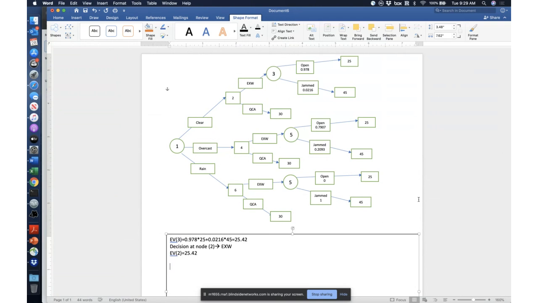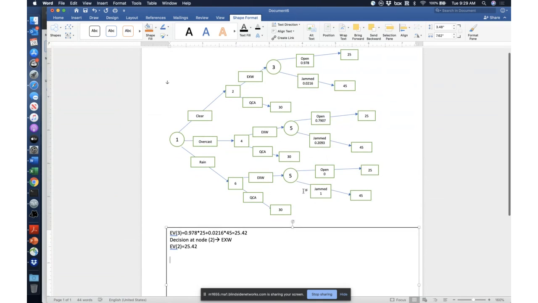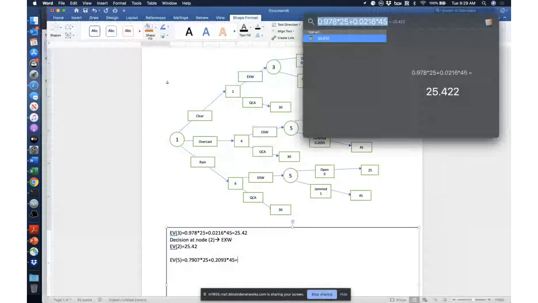Next, let's calculate the expected payoff at node 5. Expected payoff at node 5 is 0.7907 times 25 minutes plus 0.2093 times 45 minutes, which is about 29.186 minutes.